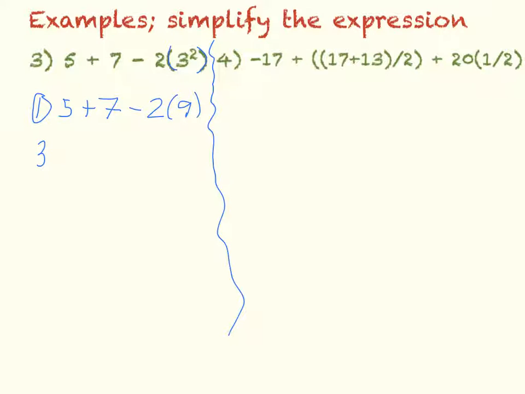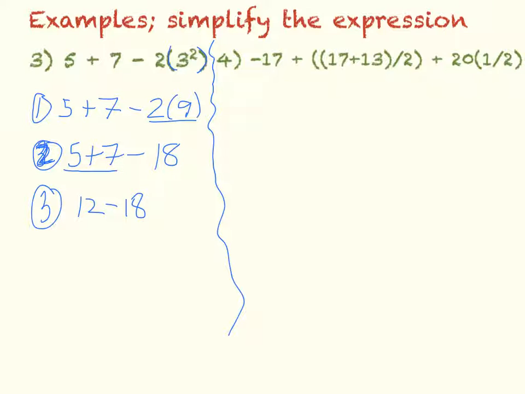The next step, 2, is the multiplication, 2 times 9. So I would write 5 plus 7 minus 2 times 9 is 18. Step 3, addition and subtraction left to right. So left to right would be 5 plus 7, which is 12, minus 18. And the final step, 12 minus 18 is a negative 6. And that's your final answer.